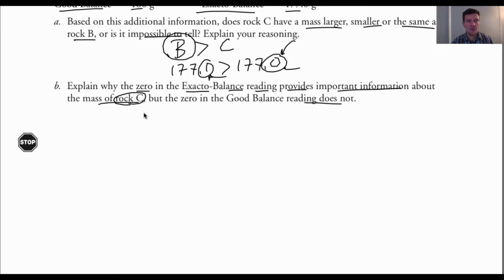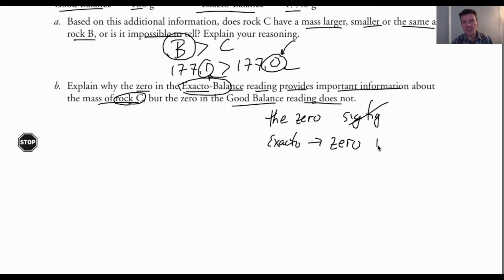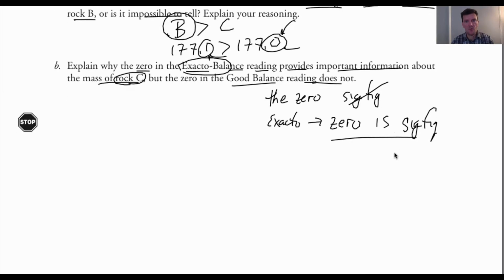So for the good balance, the 0 is not a significant figure. But for the exacto, the 0 is a sig fig. That's important to determine, and we'll be looking at this a little bit more as we move through.